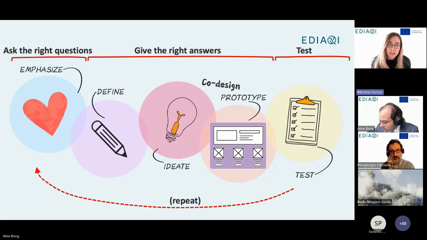This is where co-design plays a key role because users can be actively involved in shaping the solutions. And finally, we test the prototypes. We learn what works, what doesn't, and we use those insights to refine the solution and repeat the cycles.